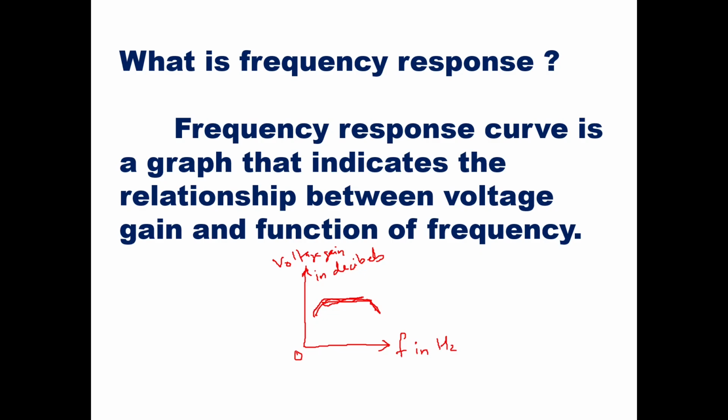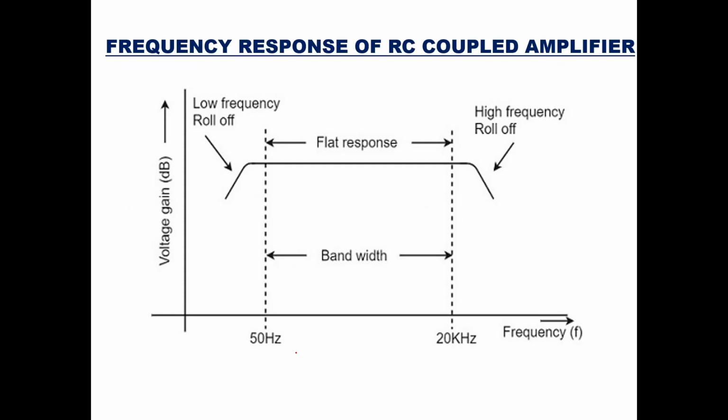Now, what does it exactly indicate? We will see. In this graph, the y-axis is voltage gain in decibels, and the x-axis is frequency in hertz. Here you have less voltage gain. Here the gain is constant throughout the mid frequency, and here again the gain decreases.